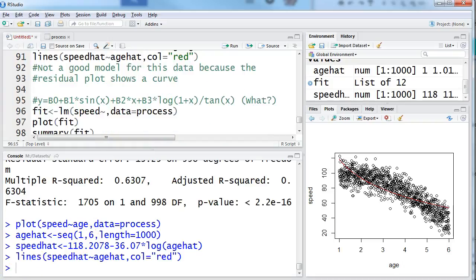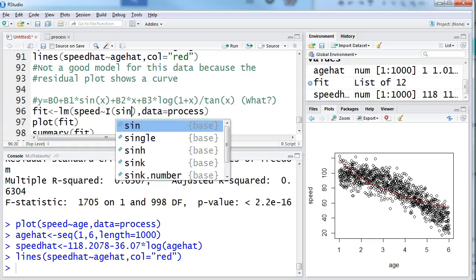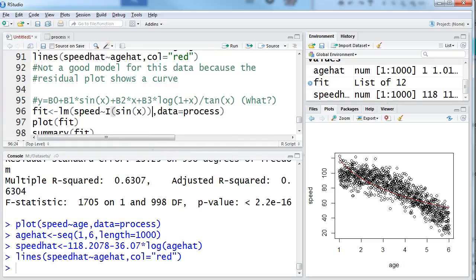And now, something crazy, just to show that there's almost no limit to what you could do. I want a sine of x function. If you've had trig, you know what that is. X is age in this case. Plus just age normal, that's for my beta 2. And then next I have whatever you call this. It's a log of 1 plus age, because that's what my x value is, divided by the tangent of age.